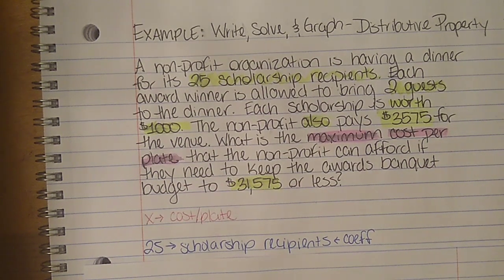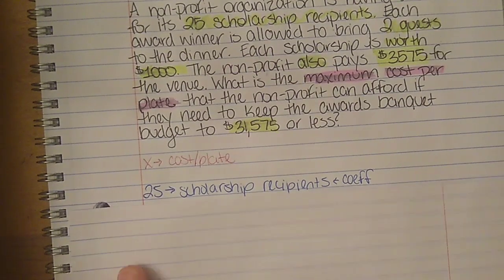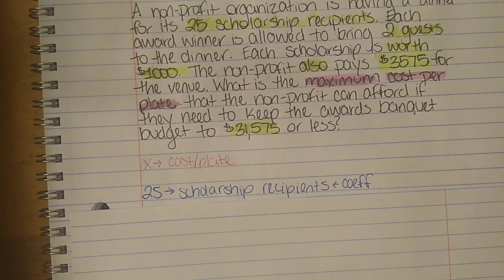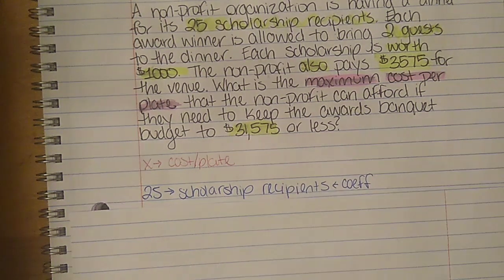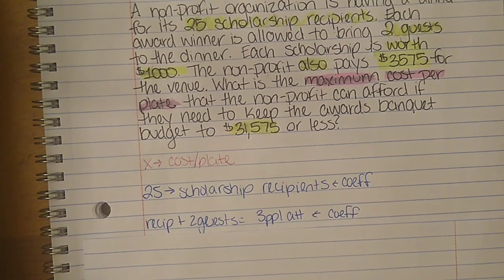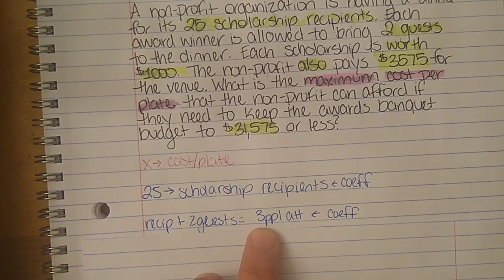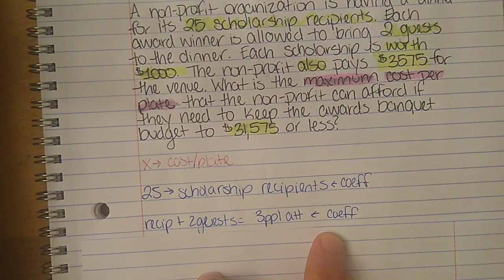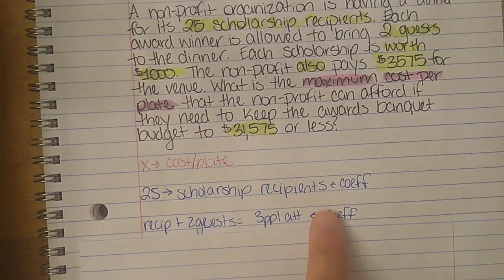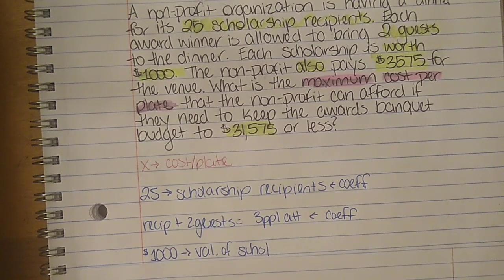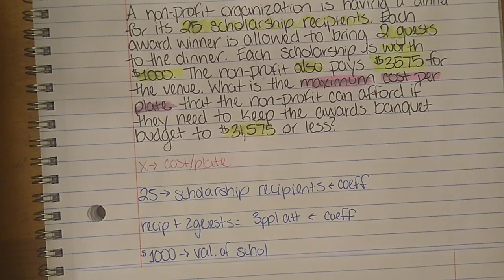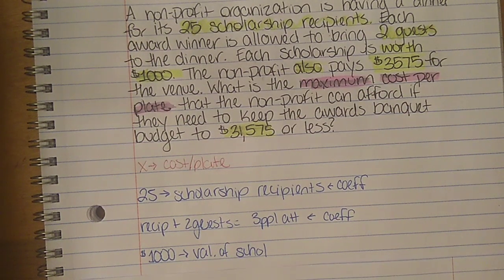We know that there are 25 scholarship recipients. That is a coefficient, because we know we're multiplying the number of scholarship recipients by something, by the number of dinners, or the amount of the scholarship. We know that each recipient and 2 guests gives 3 people attending for each scholarship given. That looks like a coefficient too. This is another clue that I'm working with distributive property, when I have multiple coefficients and no indication of multiple variables showing up. We know that $1,000 is the value of the scholarship.